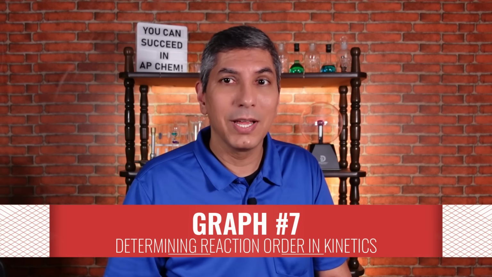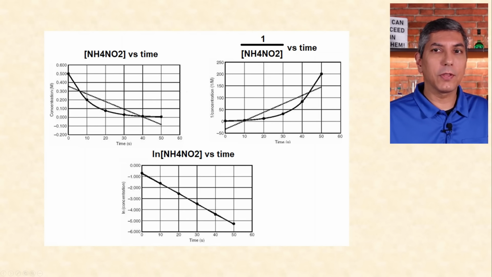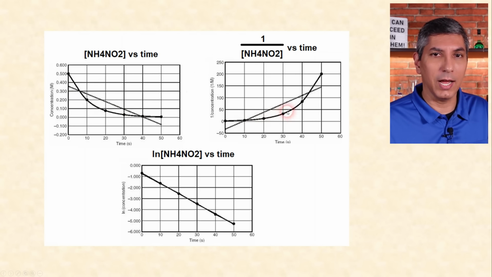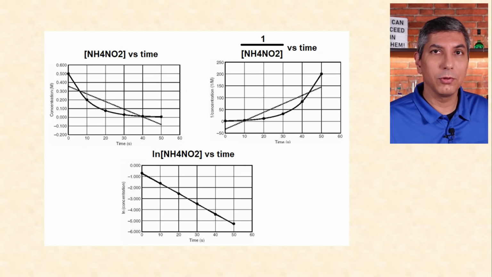Graph number 7, graphical determination of reaction order in kinetics. A straightforward method of determining the order of a reaction with respect to a reactant is to make 3 different graphs, like we see here. We can plot the concentration of a reactant versus time, like we see in the first graph. Then we can plot the natural log of the concentration of a reactant versus time, like we see in this bottom graph. Then we can plot the reciprocal of the concentration versus time, like we see in this other graph. You'll find that only one of these graphs will make a straight line, and the straight line graph is the one that tells you the order.